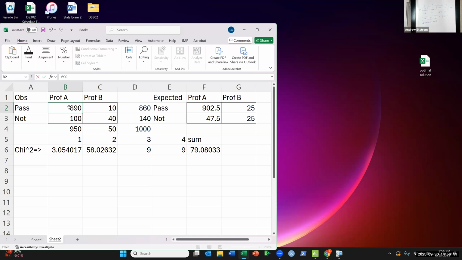690, 190, 100, which is already there, and then say 20. And then over here for our expected values, 700, 200, 90, and 10.